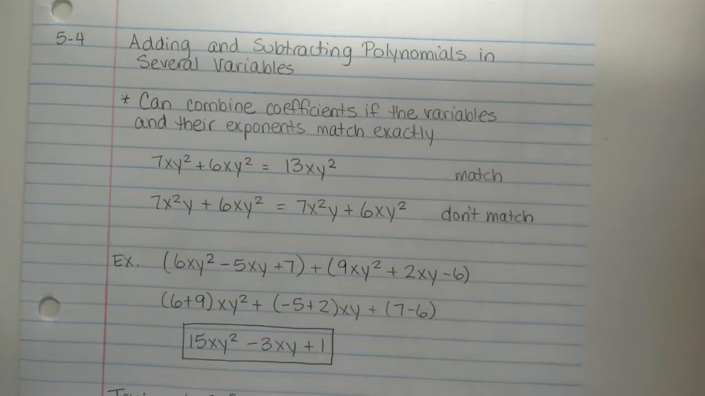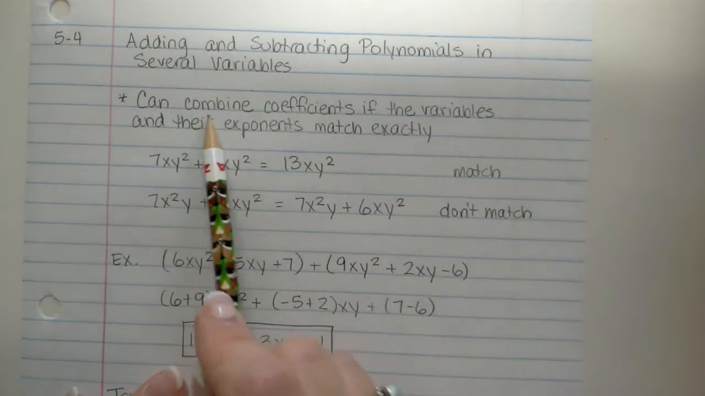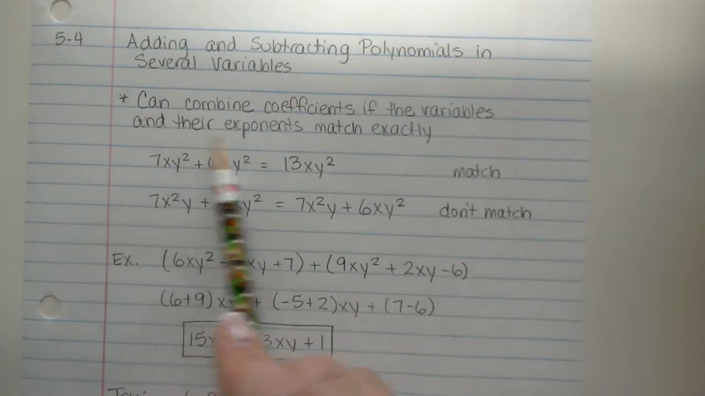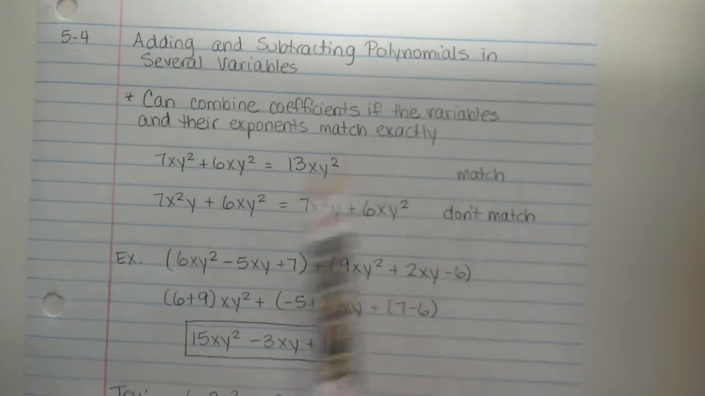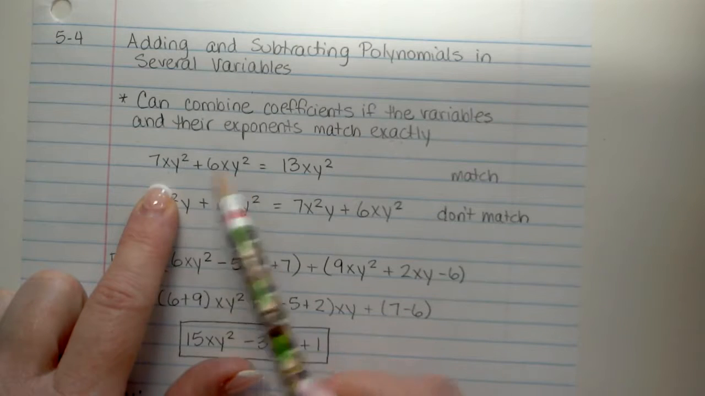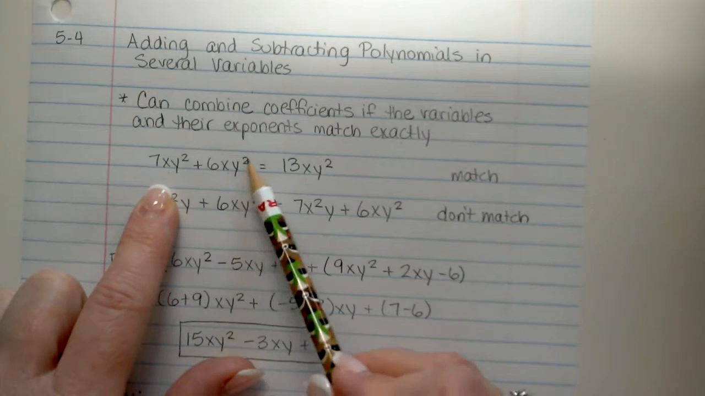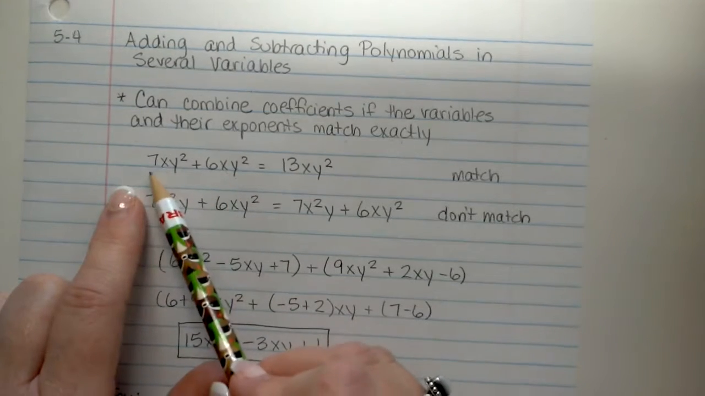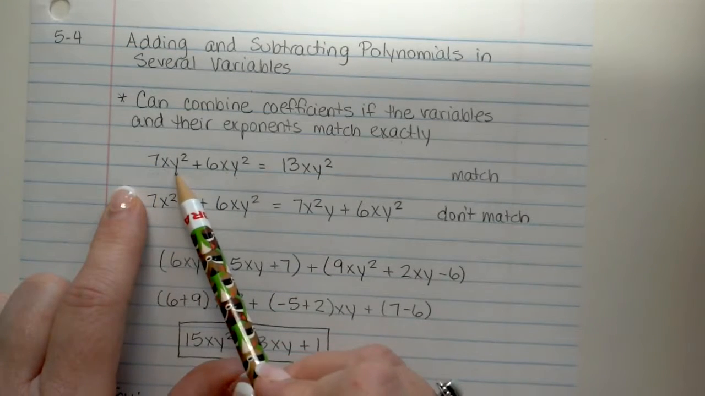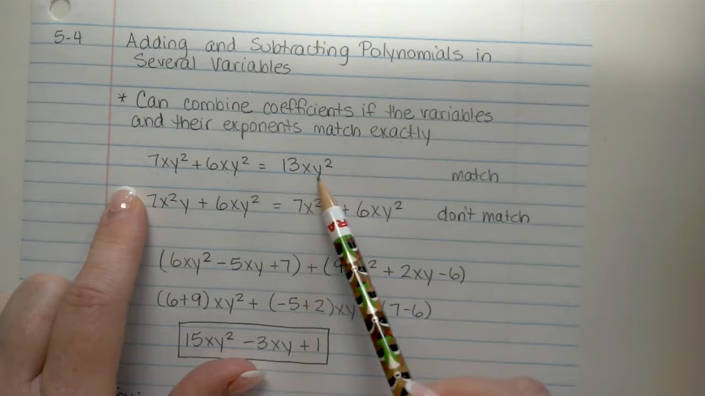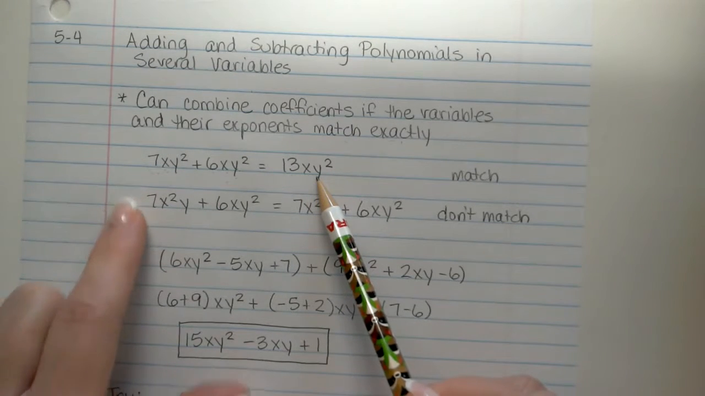Again, it kind of goes back to what we learned before. You can only combine the coefficients if the variables and their exponents match exactly. So this has an x to the 1 power, this has an x to the 1 power. This has a y squared, this has a y squared. So since the variables match exactly, you could say I have 7 of the xy squares and 6 more of the xy squares. So I have 13 xy squares exactly, since they match.